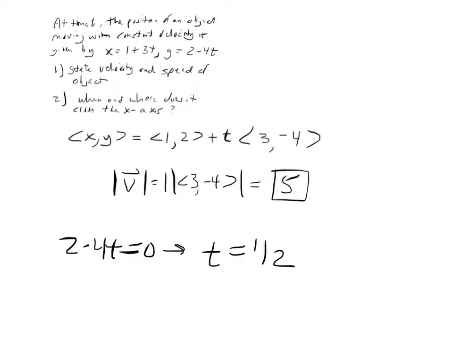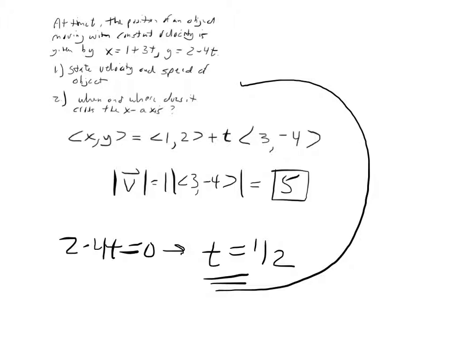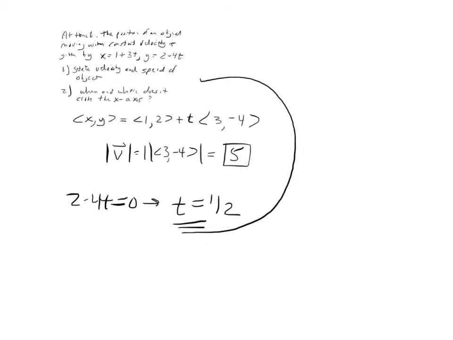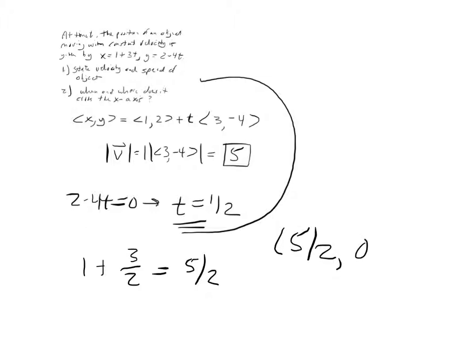Where does it cross the x-axis? Plug in t equals 1/2 into your equation for x up here, and that would then yield 1 plus 3/2 equals 5/2. So I cross the x-axis at t equals 1/2. Looking at my parametric equations here, at t equals 1/2, x is 5/2. So I cross on the x-axis at the point (5/2, 0).